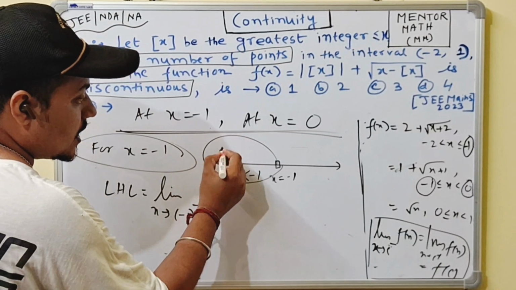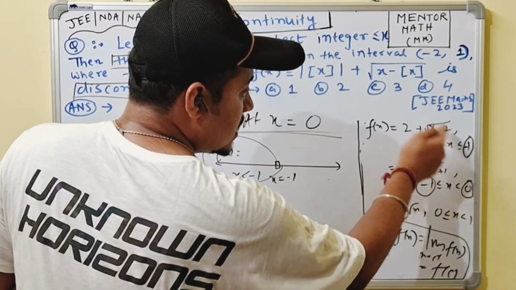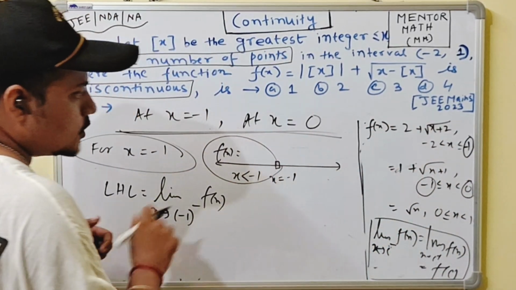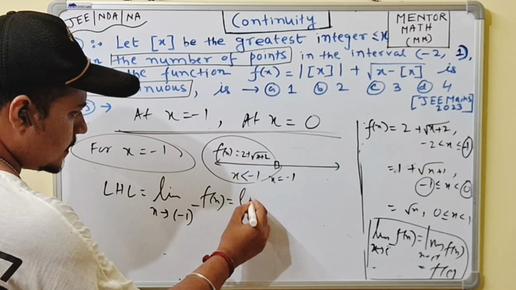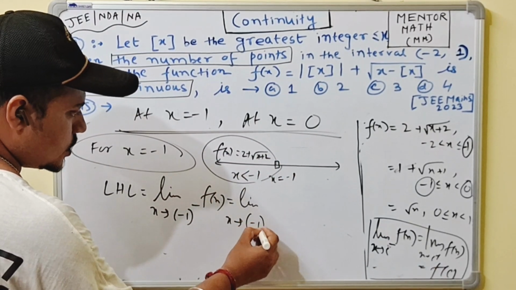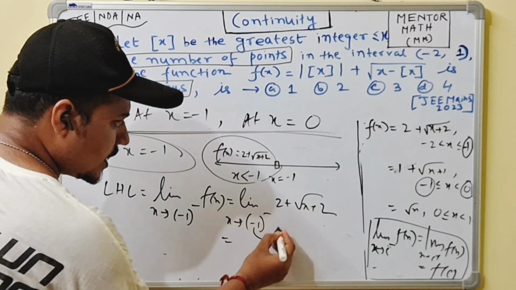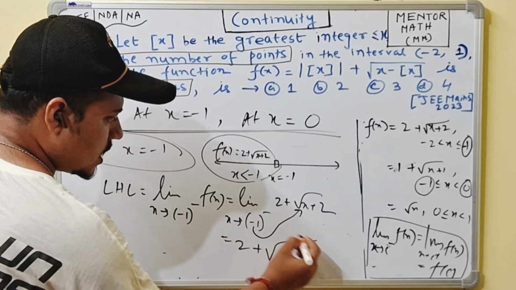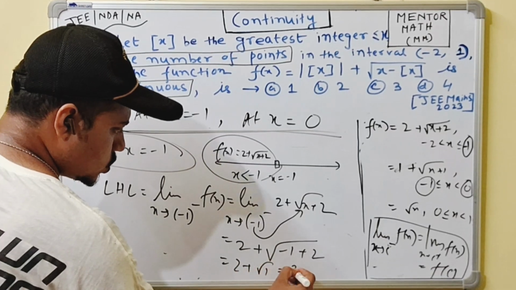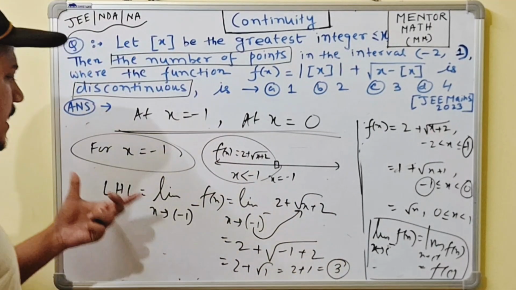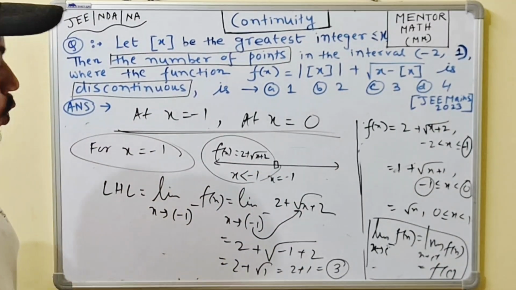And in that situation, what is your function value? For x less than -1, the function gives 2 plus root under x plus 2. So limit x tends to -1 minus is 2 plus root under x plus 2. Now put in -1: 2 plus root under (-1 plus 2), so we get root 1, which is 1, so 2 plus 1 gives the value 3. So the left hand limit value is 3 at x equal to -1.